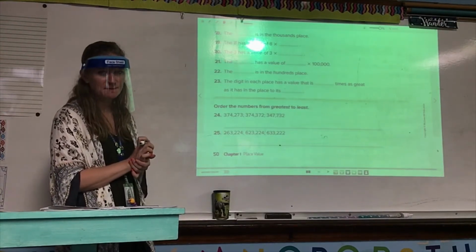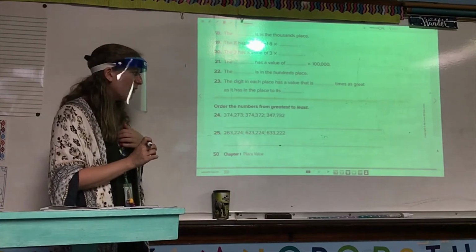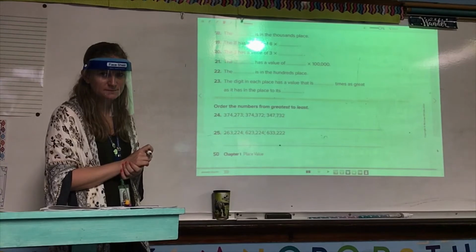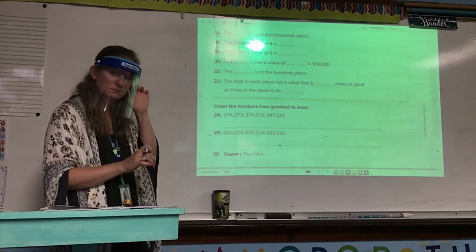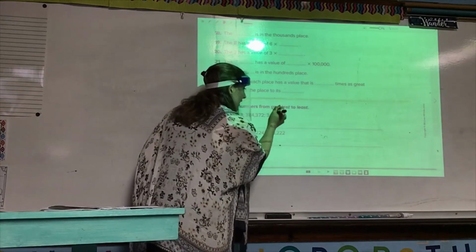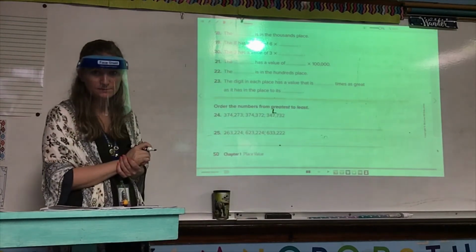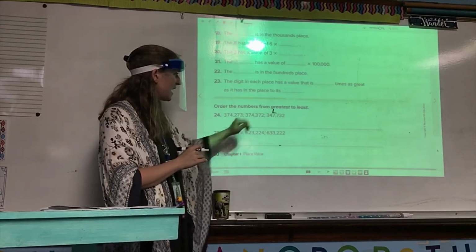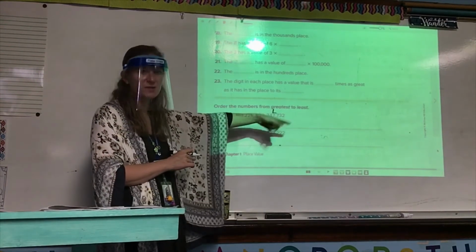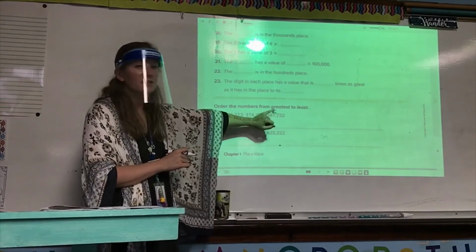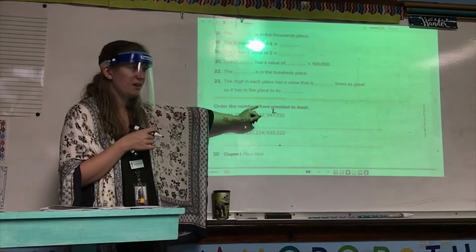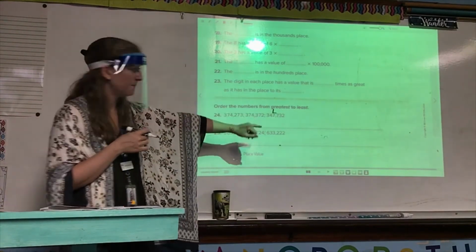Think about it. Yes. How can we figure out which one is greatest or least, Zari? Because the one with the 4 is least, because 4 is less than 7. Good. So we figured out 347,732 is the least. So I put an L to let me know, hey, that's the least. Use your red pen to do that. You won't get counted off, but it will help you when you're studying this tonight.